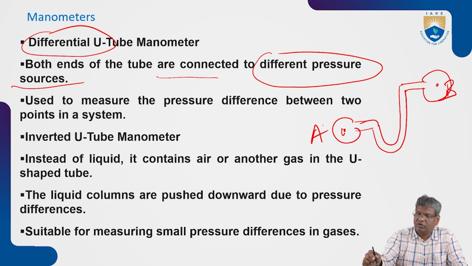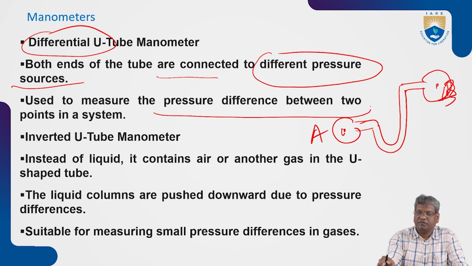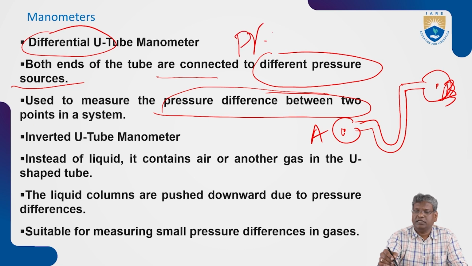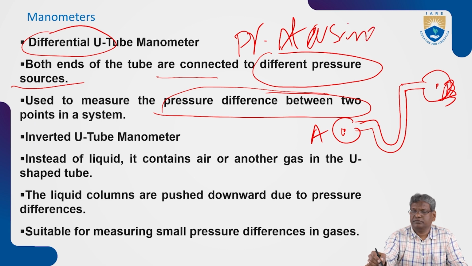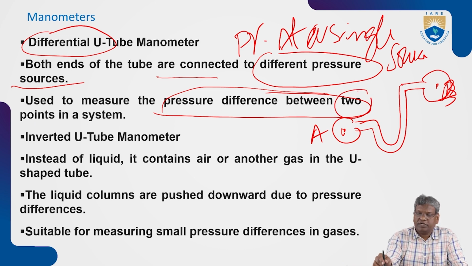This may be one pressure source A, the other one is B. It is used to measure the pressure difference between the 2 points. A simple U-tube manometer is used to measure the pressure at a single point, a single source, whereas a differential U-tube manometer is used to measure the pressure at two different points.